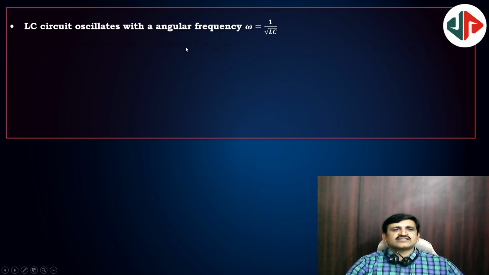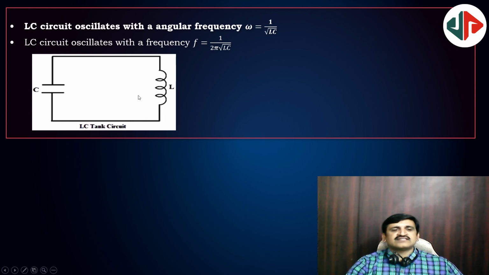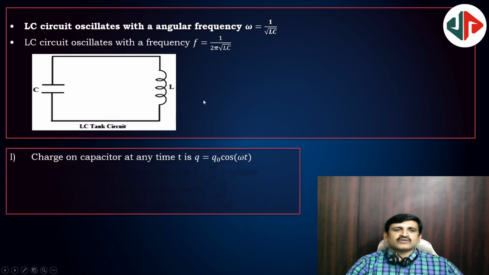For LC circuit oscillations, the angular frequency omega is equal to 1 by root LC, and the frequency f is equal to 1 by 2 pi root LC. LC oscillations are used to convert direct current into alternating current, producing an alternating output. So its frequency is 1 by 2 pi root LC.